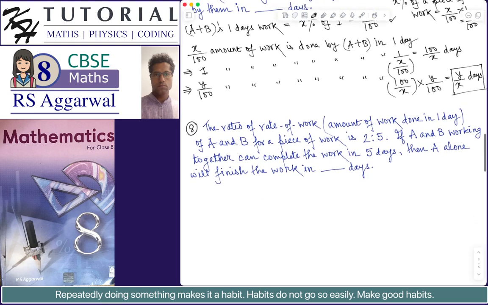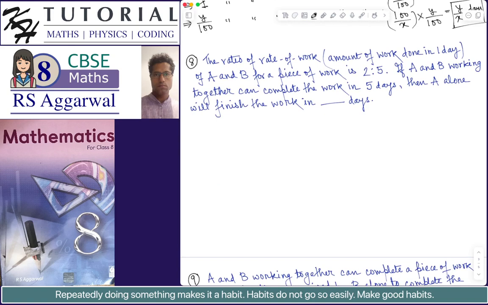Okay. Problem number 8. The ratio of rate of work. The rate of work is given as amount of work done in 1 day. So the amount of work done in 1 day is the rate of work. It is given that the ratio of rate of work of A and B for a piece of work is 2 is to 5. That is, the ratio of the amount of work done by A in 1 day and the amount of work done by B in 1 day is 2 is to 5. If A and B working together can complete the work in 5 days, then A alone will finish the work in how many days?